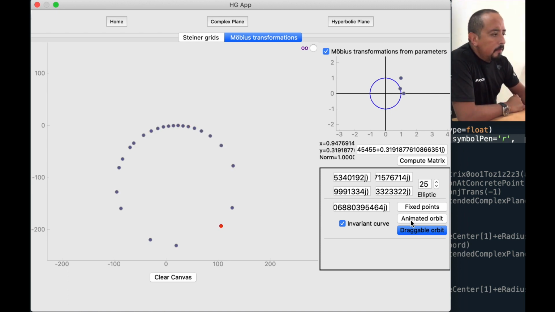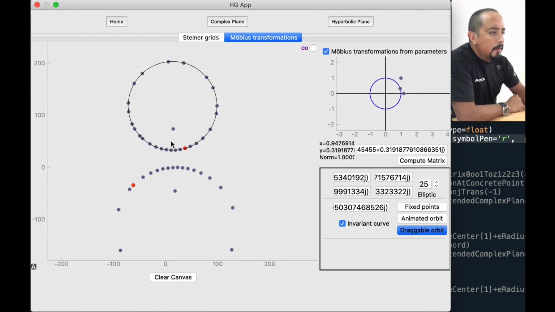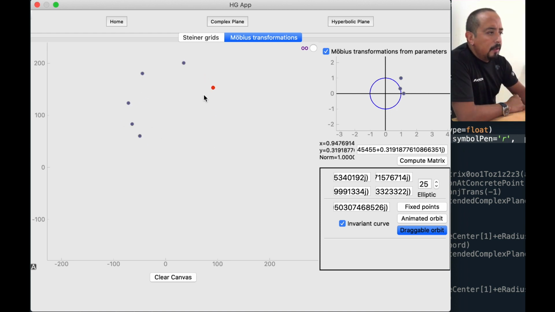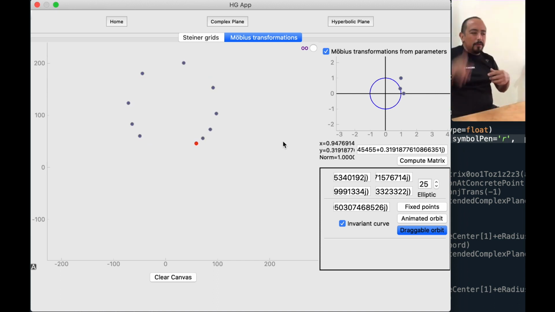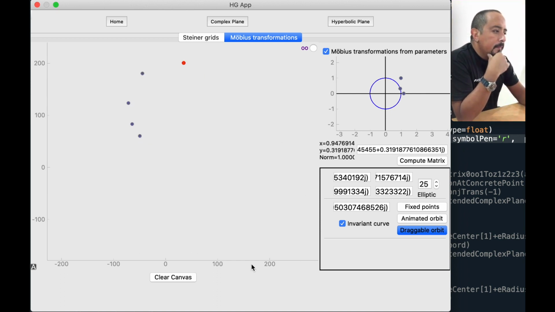Right, and now let's move like here. Well, let's draw again the fixed points, draggable orbit, and then you see here. Now it's moving, but now it looks like clockwise direction around the other fixed point, right? Which is still counterclockwise with respect to the other fixed point. Okay.